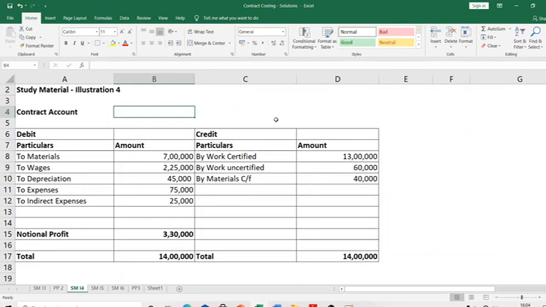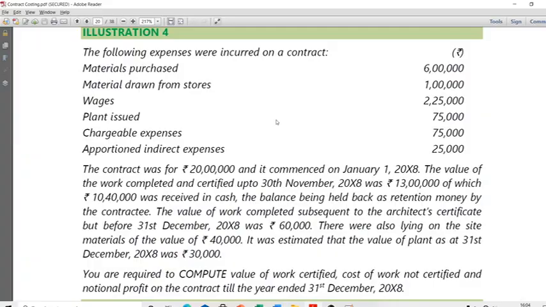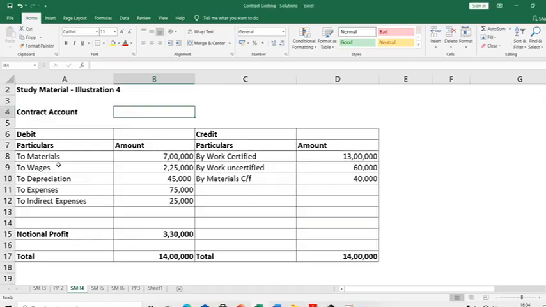So all those principles that you have learned in the preparation of a trading account or P&L account, that's exactly what you are going to be applying in the preparation of a contract account. Okay, so first they say materials purchased 6 lakhs, materials drawn from stores 7 lakhs. I am just writing 2 materials 7 lakhs. 7 lakhs of materials was issued to the contract, either purchased and directly given, or in the stores it was there, it was given to the contract. So 7 lakhs worth of materials was issued.